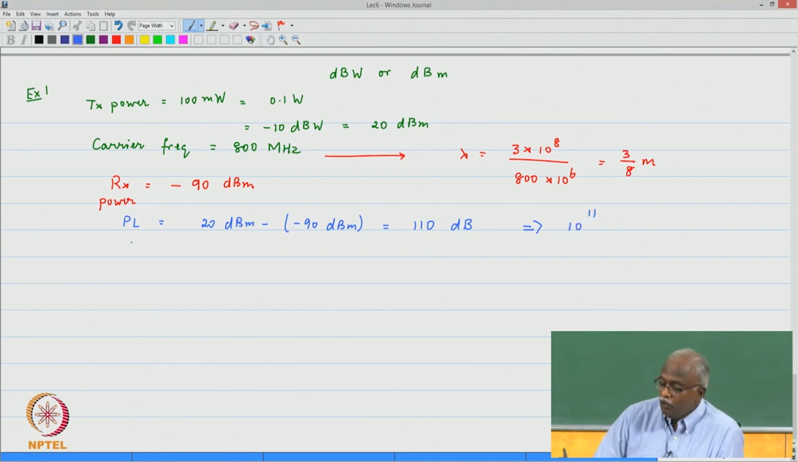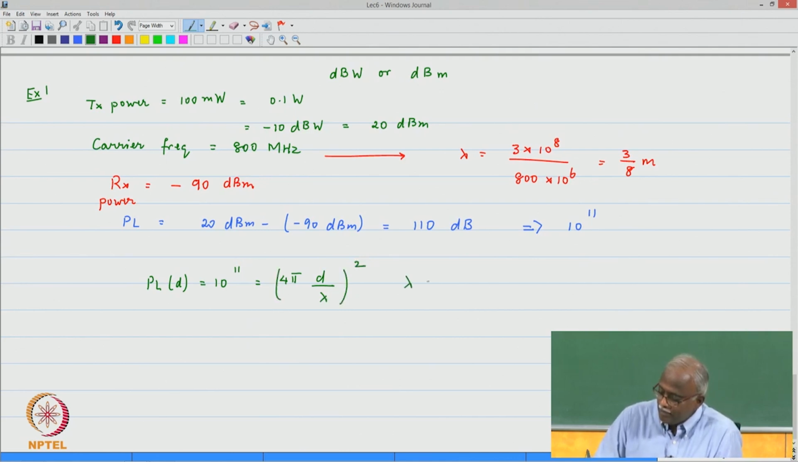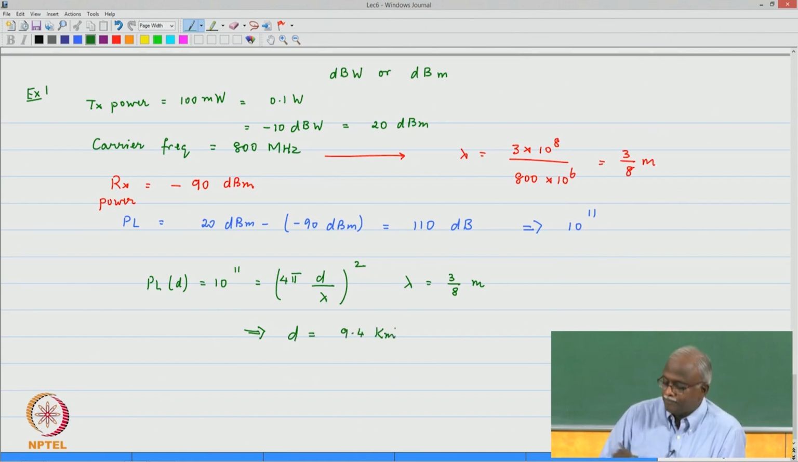Now, we would like to know what this corresponds to in terms of the distance. So, if you write down the expression for path loss at a distance d, we are given 10 power 11. We equate it to 4 pi d by lambda whole squared. Substitute for lambda, where lambda is equal to 3/8 of a meter. You can verify that the distance that we get will be approximately 9.4 kilometers.